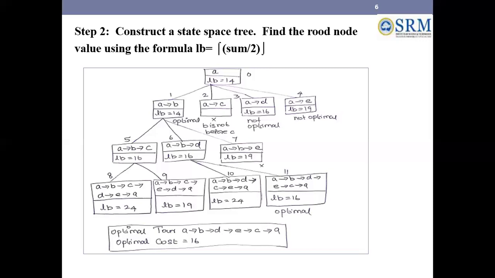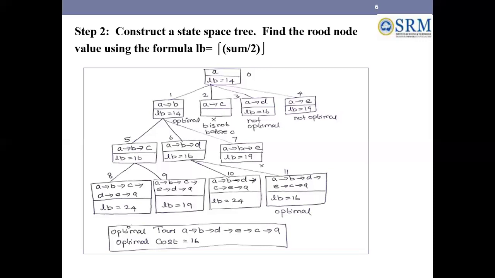See, now node 5, A to B, B to C is visited. Next remaining is C to D. So C to D means the first 4 nodes are visited. The last one left out is E only. So we can add D to E as the first option. Then after reaching the last node E, he has to visit starting city A. So we fix a complete cycle: A to B, B to C, C to D, D to E, E to A. Find the lower bound value.